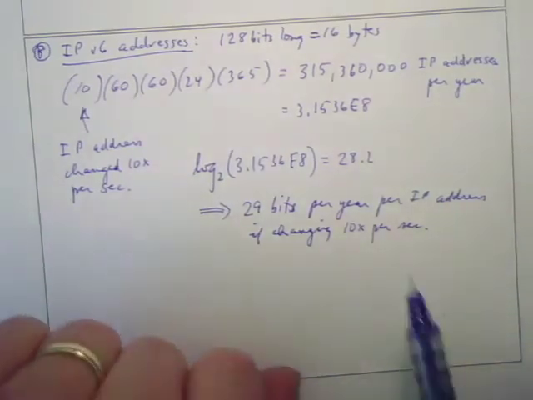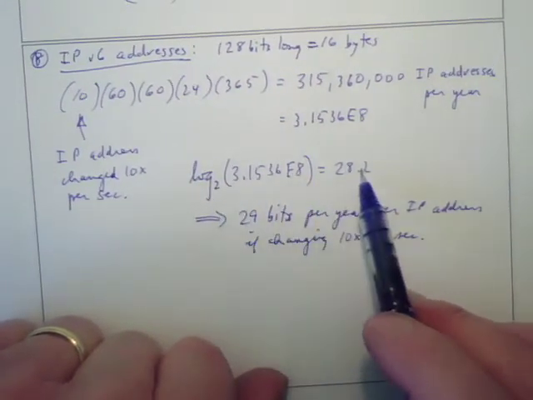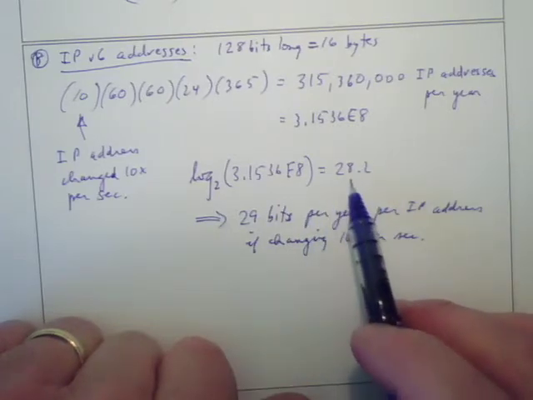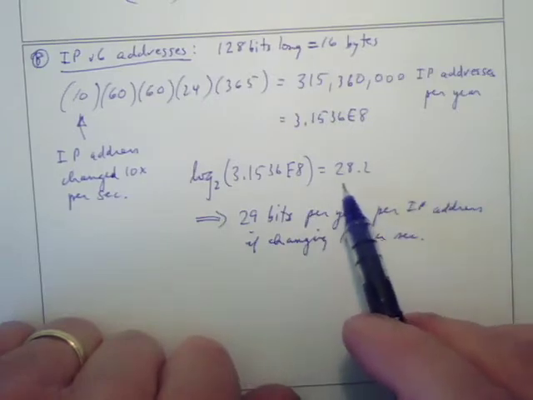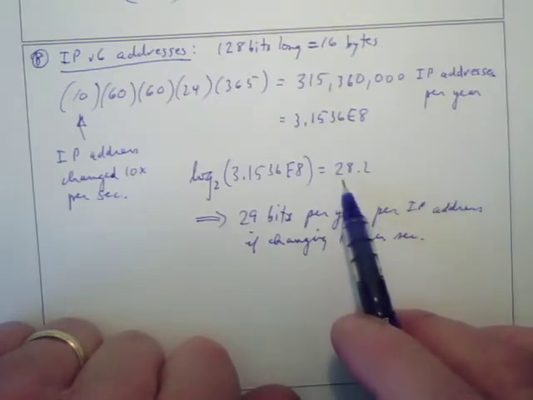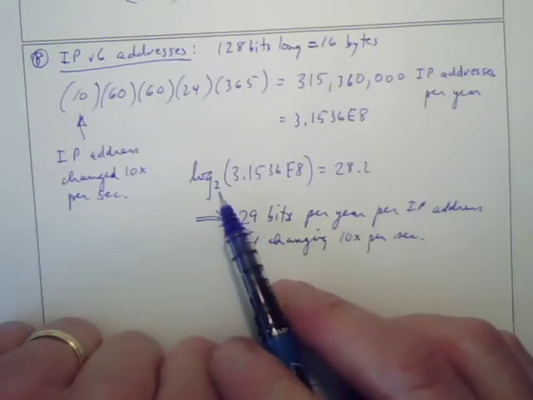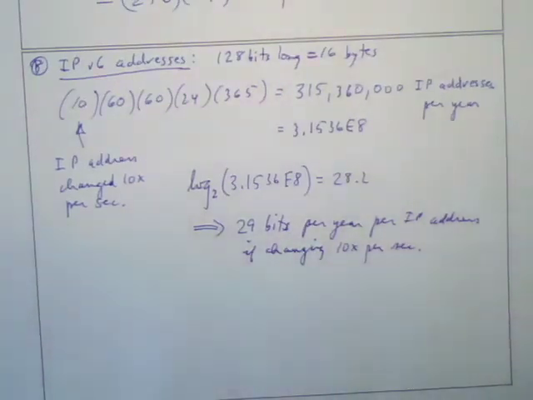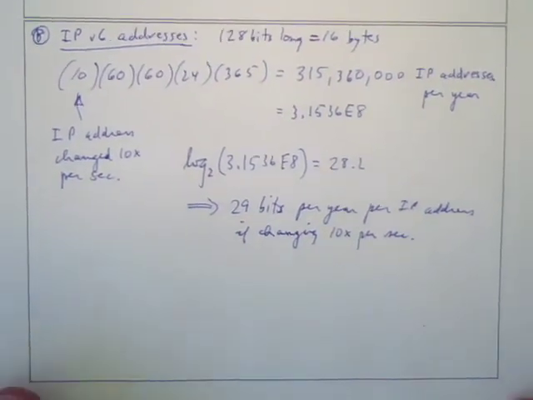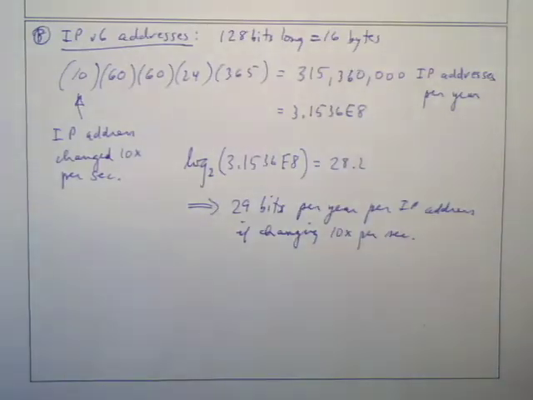Okay, in the same way that I take the log base 2 of 64 and I get 6, it takes 6 bits to represent the numbers from 0 to 63. It takes 7 bits to represent 0 to 127, etc. If I take the log base 2 of any number and round it up to an integer, it tells me how many bits it takes to represent that number. So it takes 29 bits.